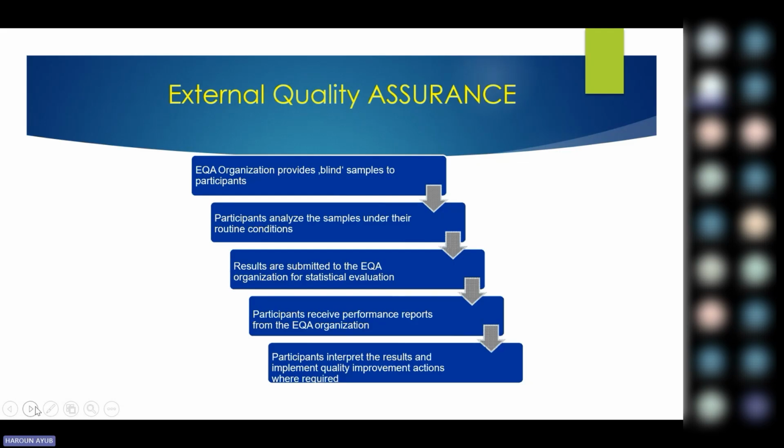They'll do statistical evaluation, and then you'll receive a performance report, and then you'll interpret the results and implement quality improvement actions where required. So if you have a warning signal, you'll be able to check if the system is giving you bias, or if you have an action signal, you need to correct it before you do the next round of IQCs or patient testing.